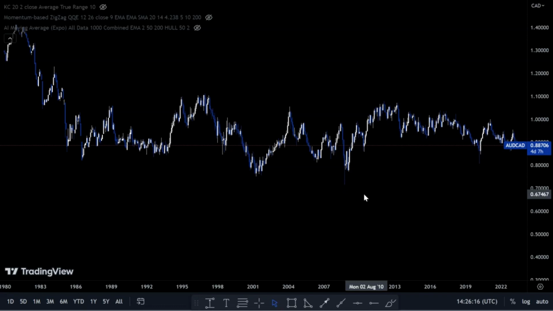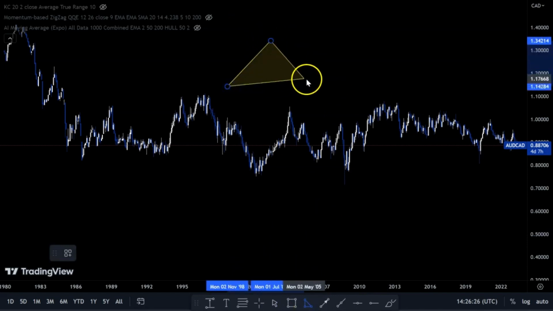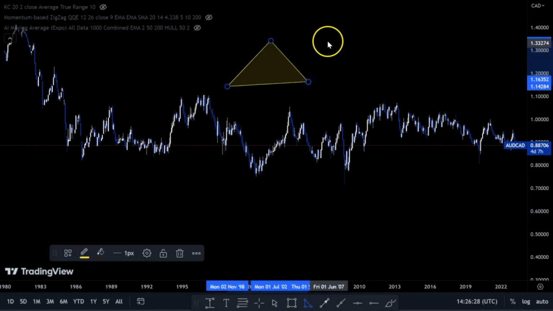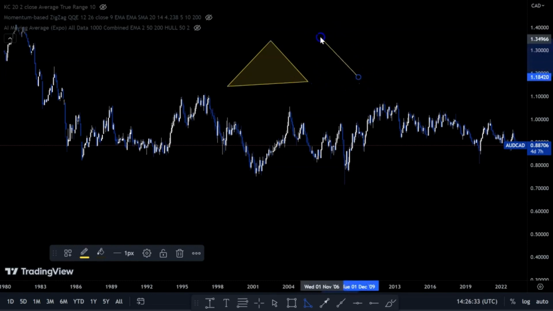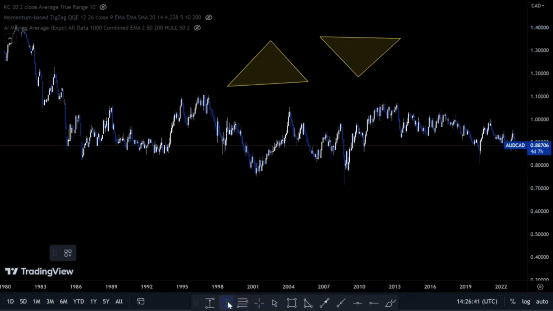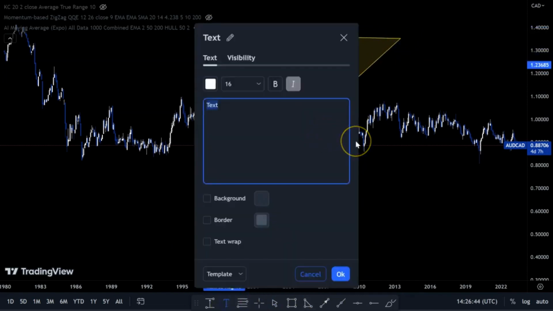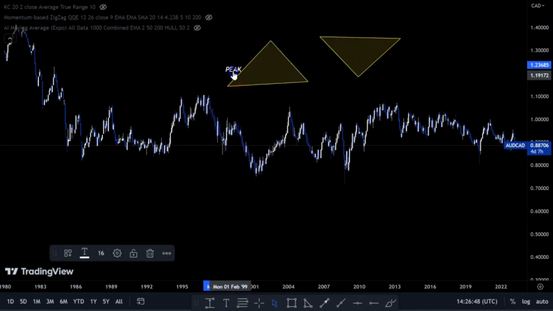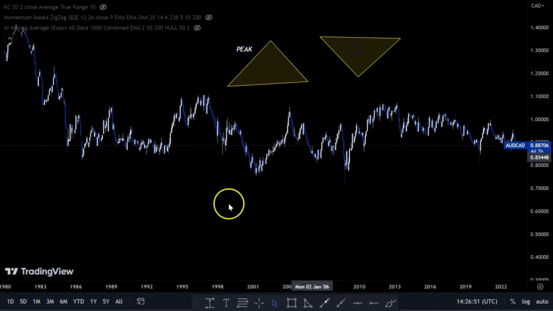The tool we use to draw our peaks. Okay, let me first of all explain peaks and valleys. So peaks and valleys, they are your triangles. There are two types of triangles, this way. So this is your peak. And this is your valley.